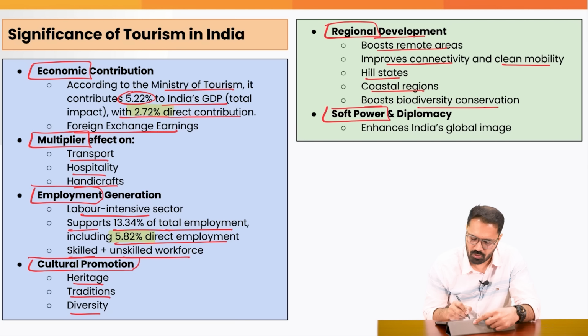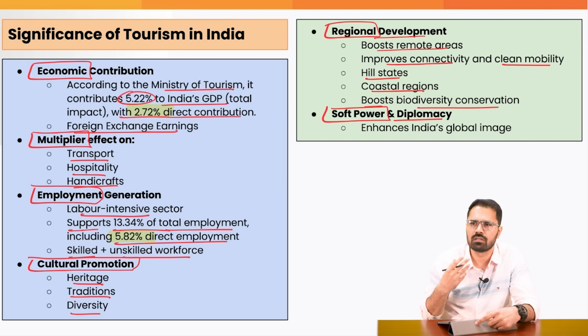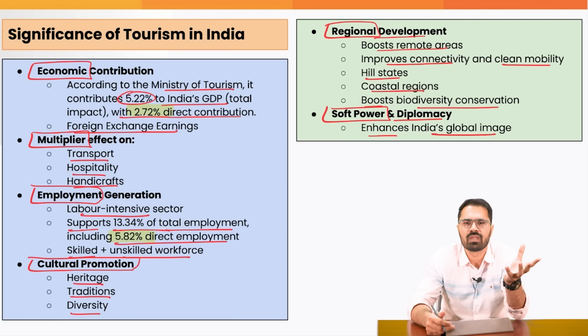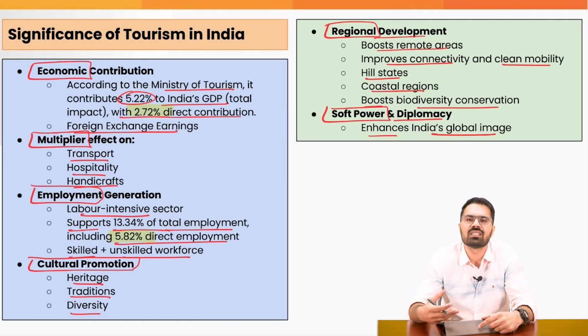It also leads to soft power and diplomacy, benefits for a country like India. It enhances India's global image. For example, Switzerland has a very strong soft power when it comes to tourism. Similarly, India also has, because of its traditions, cultures, and a lot of spiritual tourism.